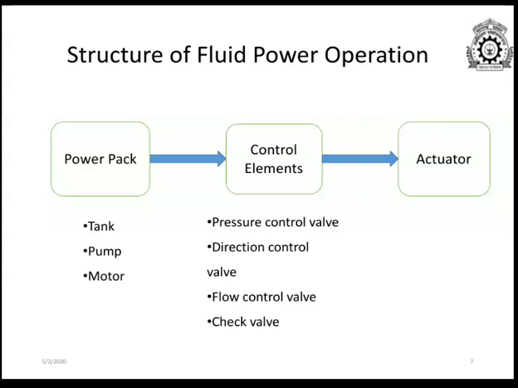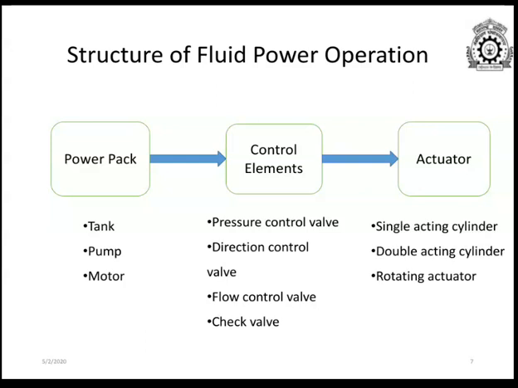With the help of these control elements we can control our system, because if these control elements are not provided, then there is a possibility of breakdown. So pressure control is used to check the pressure, direction control is used to check whether the direction is right or wrong, flow control is used to regulate the flow, like that.